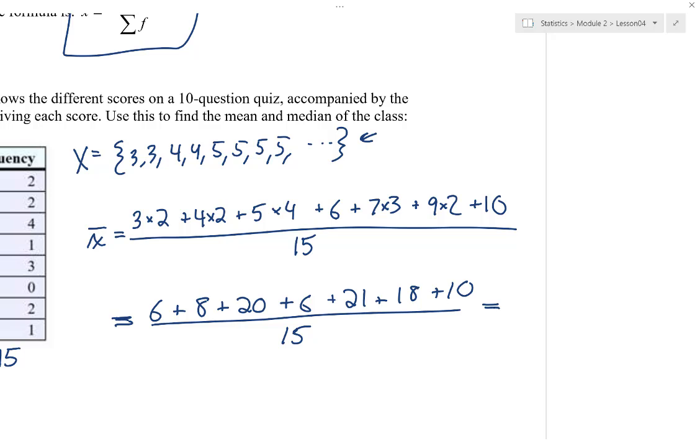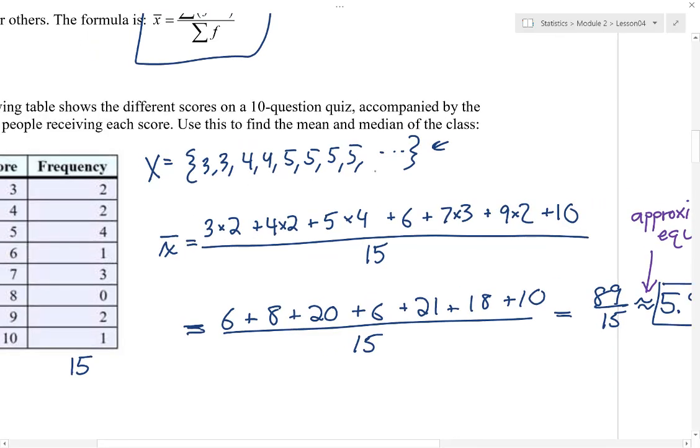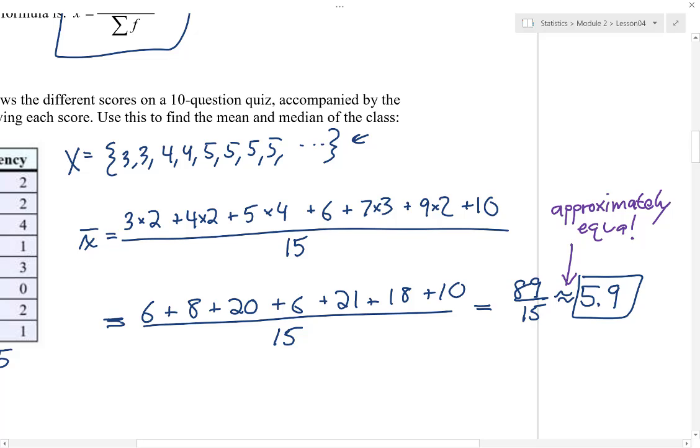21 plus 18 plus 10, and that's 89 divided by 15, 5.93. I'll put 5.9. I'll put the squiggly equal sign, and I'll sometimes do this. This means approximately equal. I can't say it's equal to 5.9 because it's not. I had to round off to 5.9. So technically, we should put approximately equal to 5.9. But that's going to be the mean. And if you wrote out 3, 3, 4, 4, 5, 5, 5, 5, and so on, and divided by 15, you'd get the exact same number.